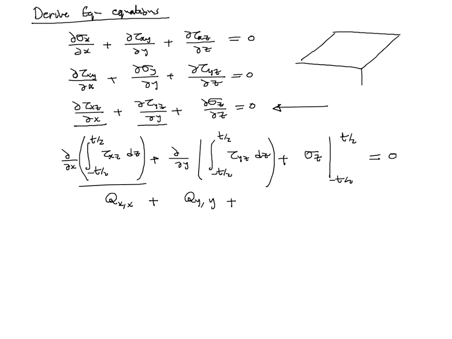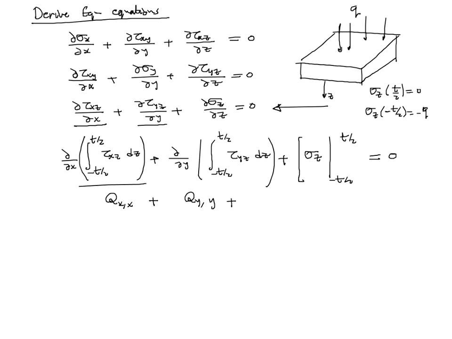plate, we had the pressure applying on the top surface, which is Q, but that was pointing down. So the lower surface is free. So this means that sigma z at z equals t over 2 is 0, while sigma z at minus t over 2, which is the top surface, is equal to minus q, because it's coming into the surface, not out of the surface.